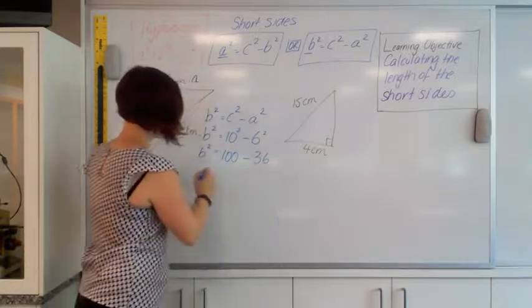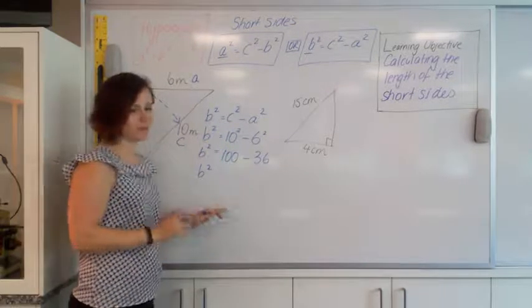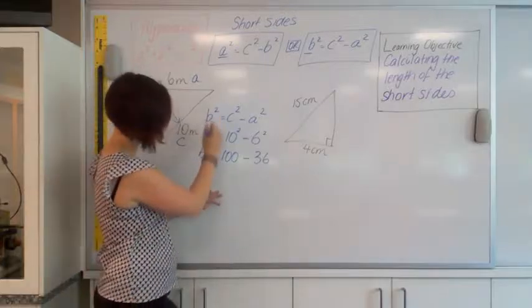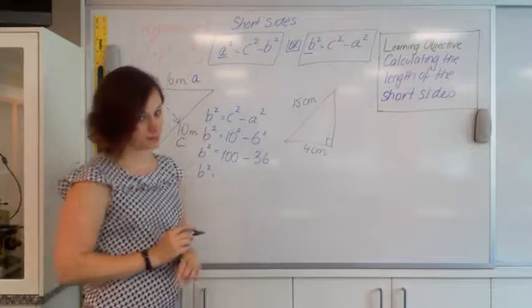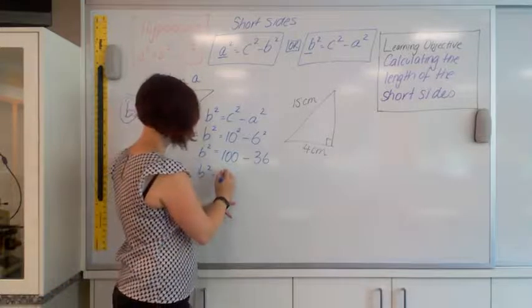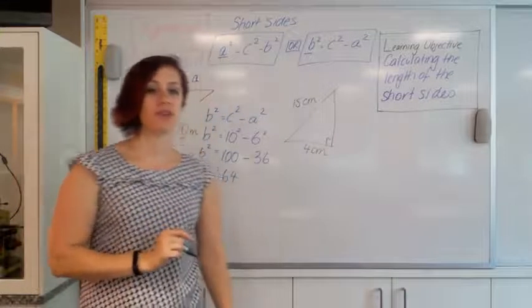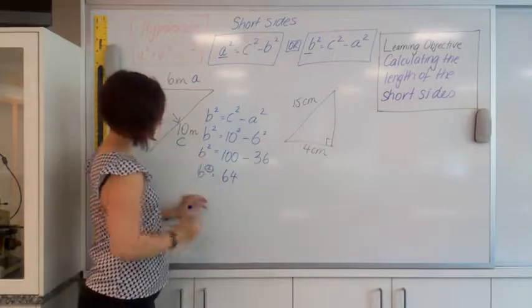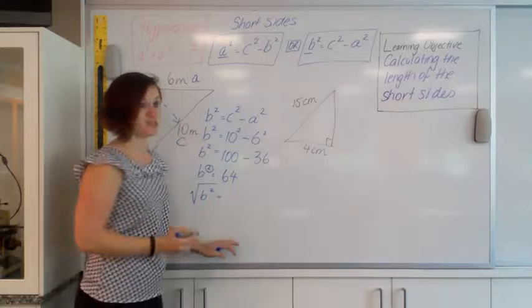So we can keep going down these lines of working. If you notice how I keep setting up my equal signs all down in a line. B squared equals 100 take 36. I did use my calculator and it did give me 64. And in the same way that we reverse the squared sign by using the square root symbol, we do it in these equations as well.